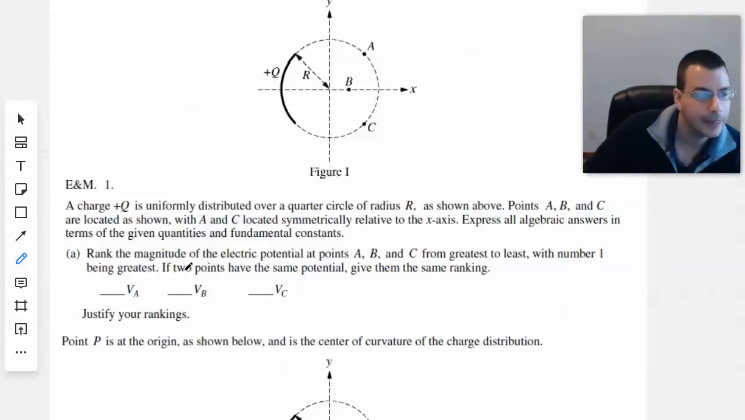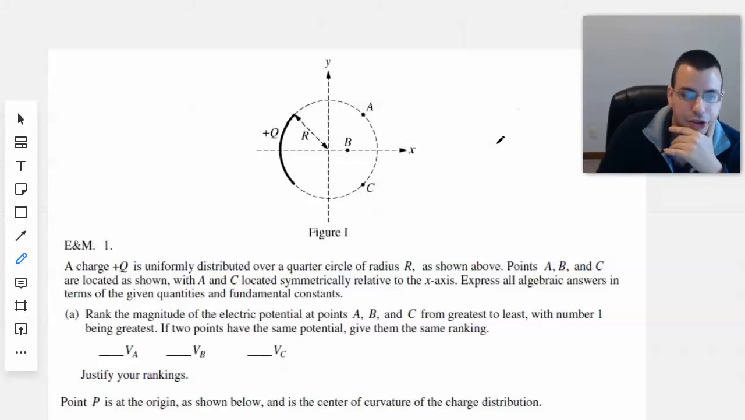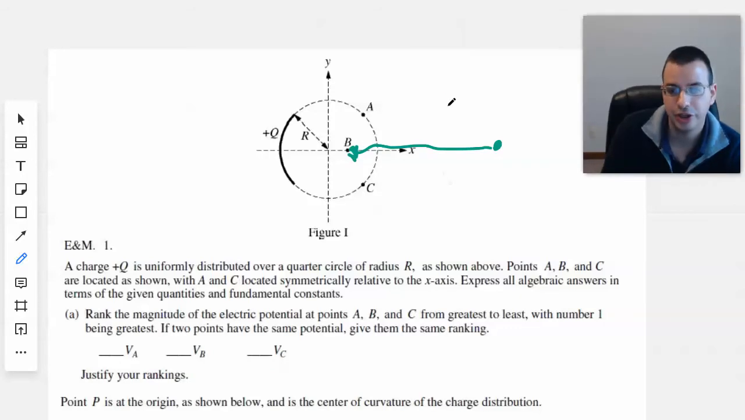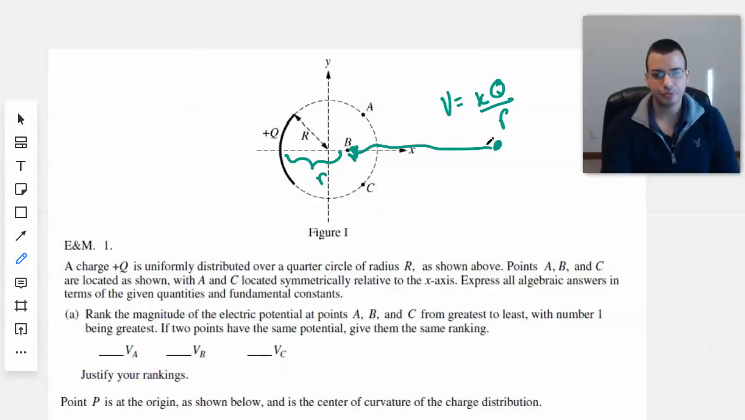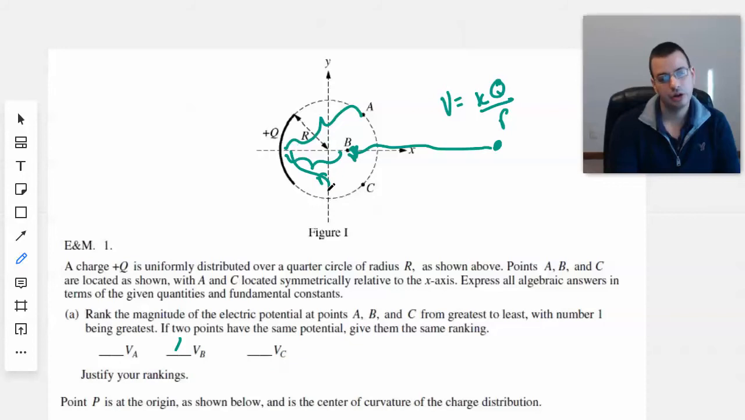Okay, so rank the magnitude of electric potential. The question is, which would take the most energy, A, B, or C, to move a positive test charge towards this positive uniformly distributed charged thingy of radius R. So it'll take the most energy to move it towards B, because B is the closest. If we look at the equation for a point charge, we have V equals K Q over R, where Q is this Q right here. R is the smallest for B, so B would be the biggest. And then R for A and C would be the same.